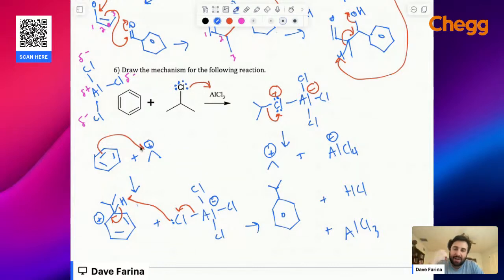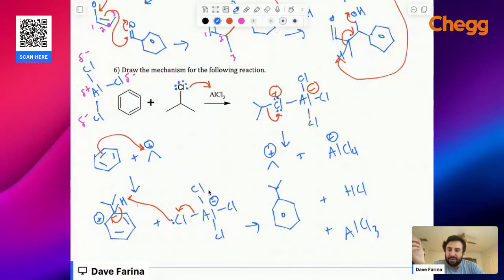Now we have a carbocation. Benzene can react with that. Pi bond goes and grabs the cation. That's going to put the isopropyl group on there, but it leaves a positive charge, right? This is a typical EAS, right? We've got our arenium ion intermediate. We could draw 3 resonance structures for that if we wanted to. We don't have to right now. You could, but so there's that.